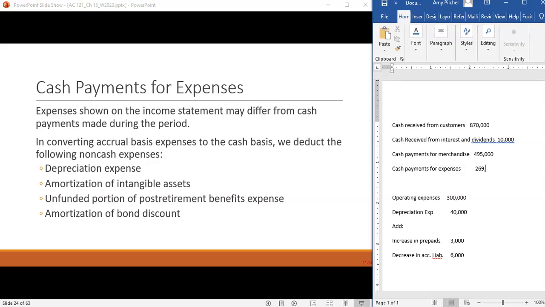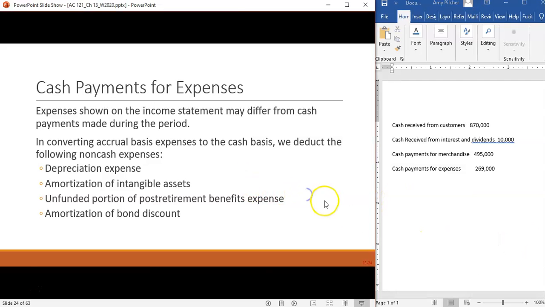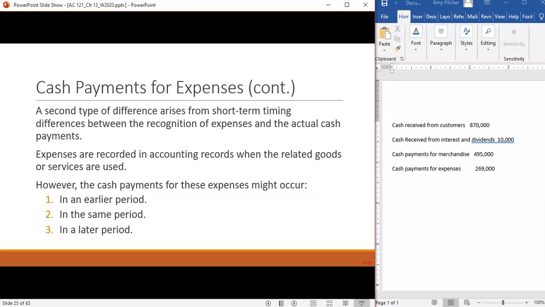of $269,000. So this is where we're looking at those timing differences between the recognition of our expenses and the actual cash payments. So this is where our accrual accounting comes in. So we might have cash payments in a different period. So you remember, like when we make an adjusting entry for our salaries expense, because we're going to pay it in the next month. So then we would have salaries payable.